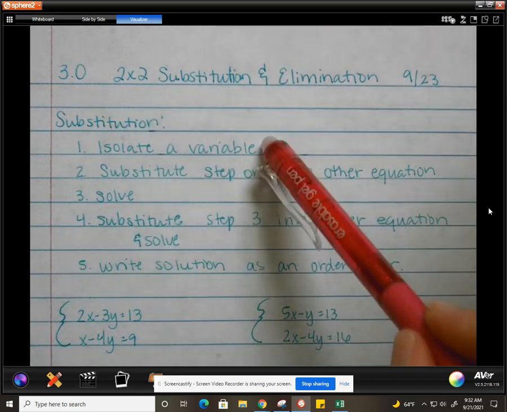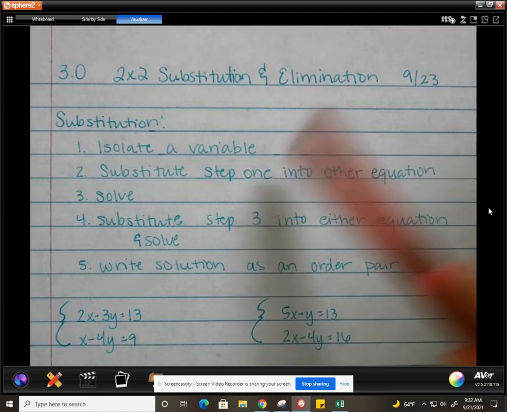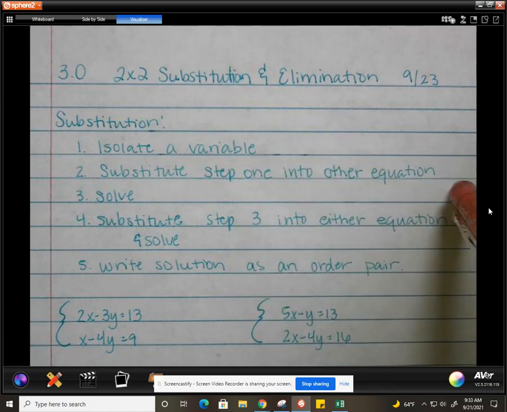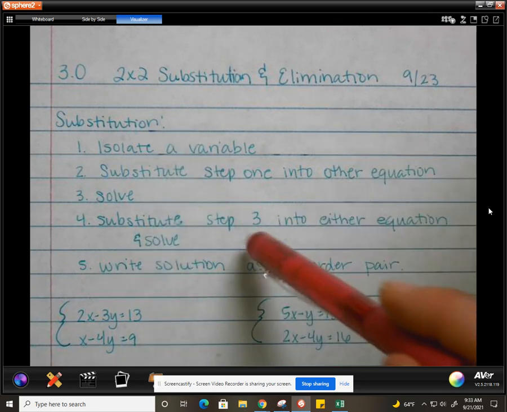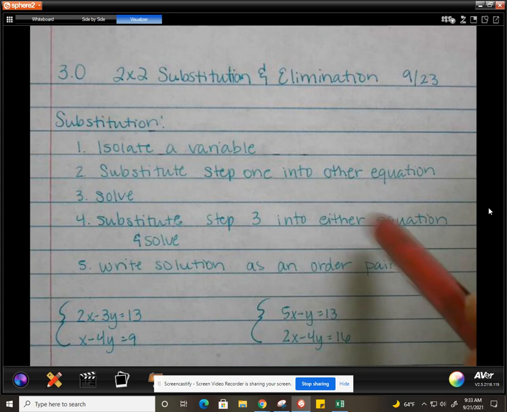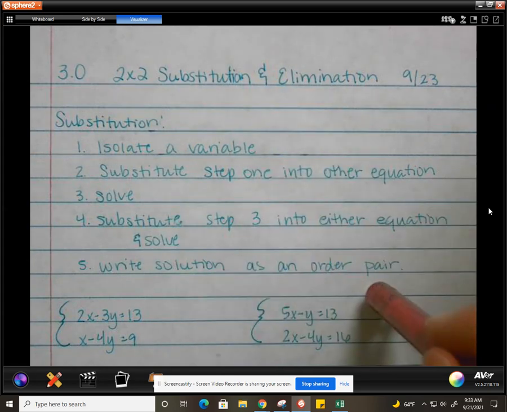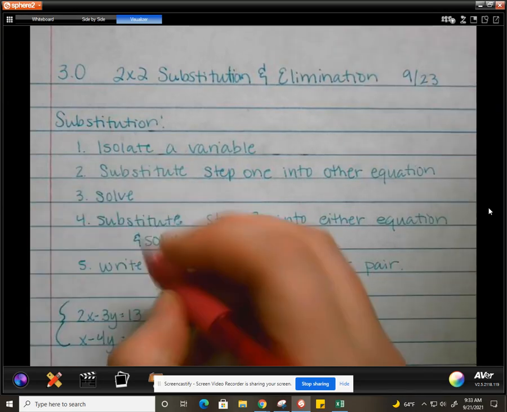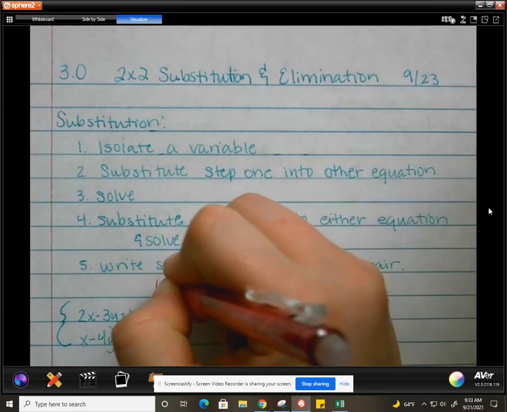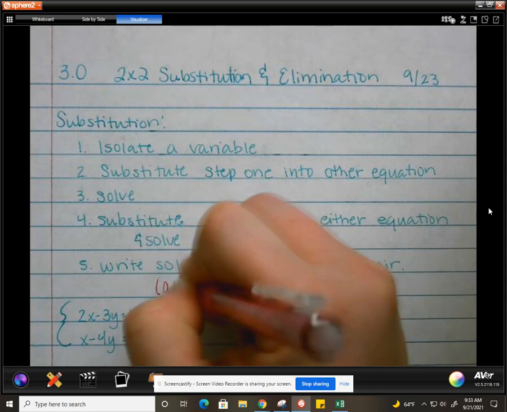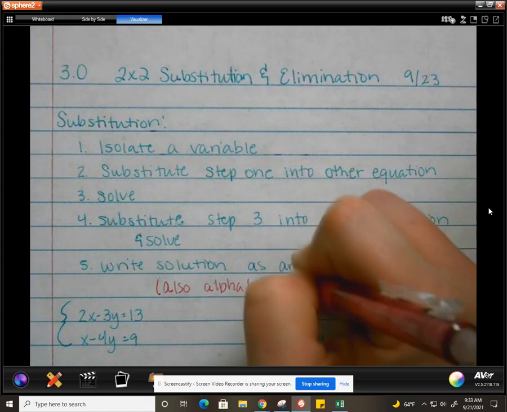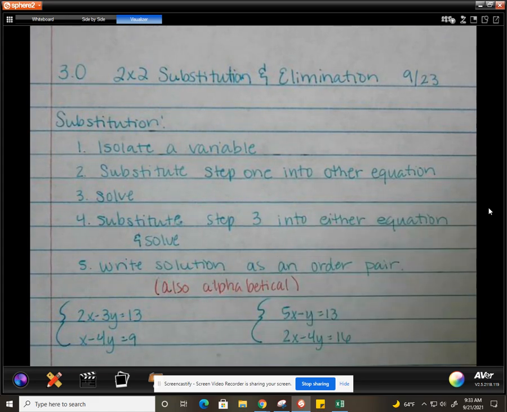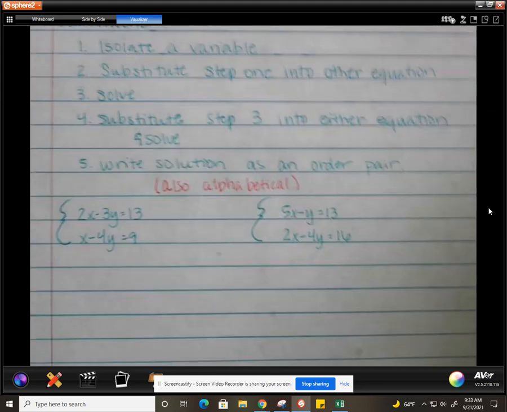Is to isolate a variable, and then you're going to substitute your step one into the other equation. You're going to solve it, and then you have to substitute your answer from step three into either equation, doesn't matter, and solve it, and then write your solution as an ordered pair. And a hint you may want to know is your answers are always alphabetical. They're going to sometimes give you letters that aren't x and y, so you just need to know they're always alphabetical. So I have two examples written down.